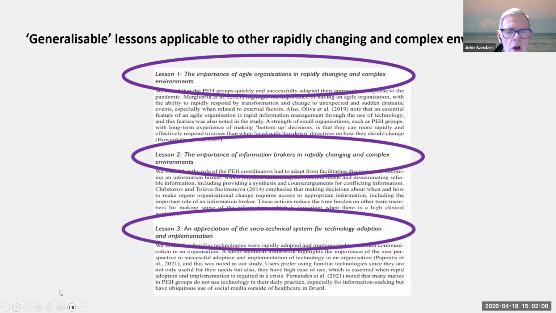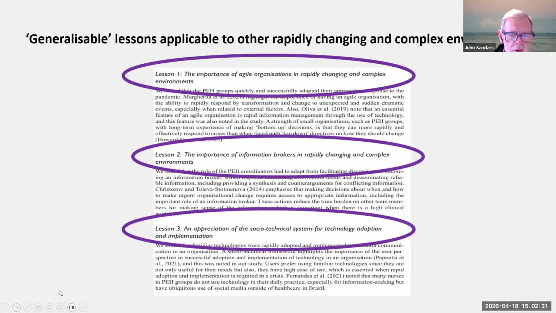So lesson one was the importance of an agile organization in rapidly changing and complex environments. These organizations could rapidly change because they were autonomous and they weren't directly controlled by a health organization. These were people that regularly met because they wanted to meet and considered it to be important.